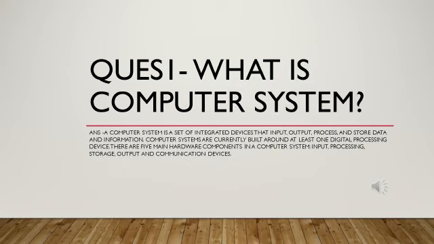The first one is input, second processing, where we use a central processing unit. Third one is storage, fourth output, and the fifth one communication devices.